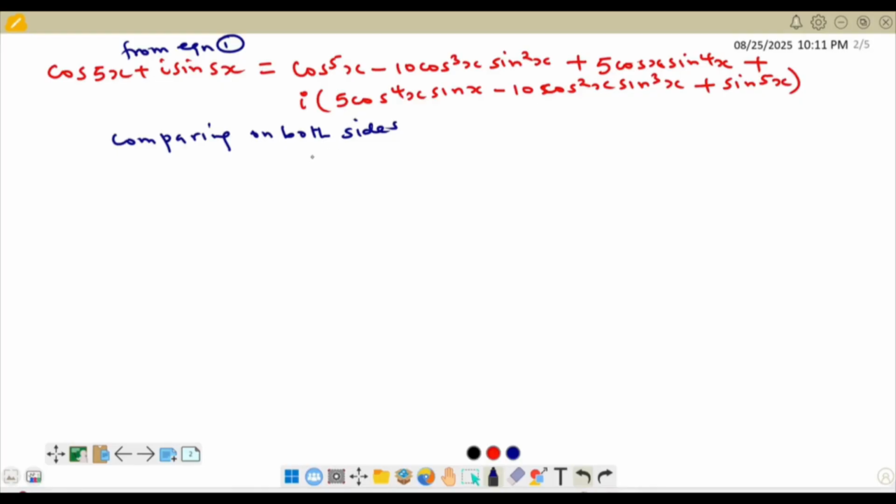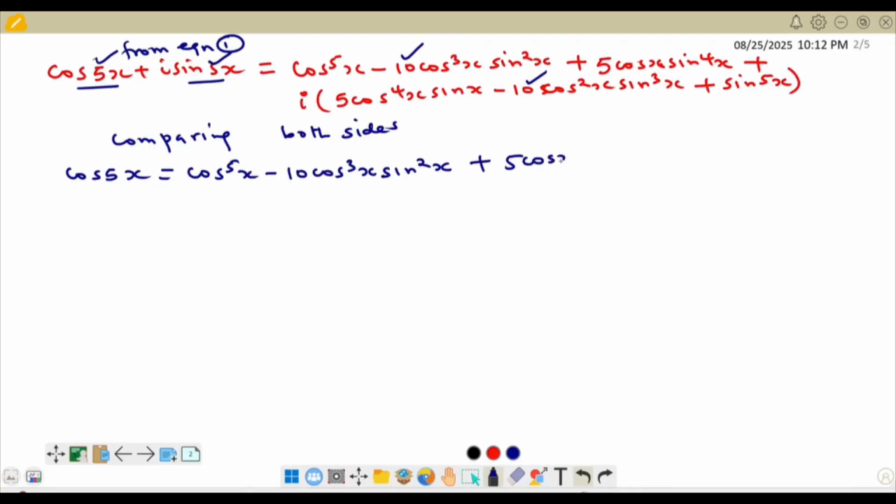So when we are comparing both sides, we shall have to look at the real parts and imaginary parts. For this expression to be equal to this, the real part must be equal to the real part, and the imaginary part must be equal to the imaginary part. So when we do that, we shall be able to obtain cos of 5x, which is equal to cos to the power 5 of x minus 10 cos to the power 3 of x sine squared of x, plus 5 cos of x sine to the power 4 of x.